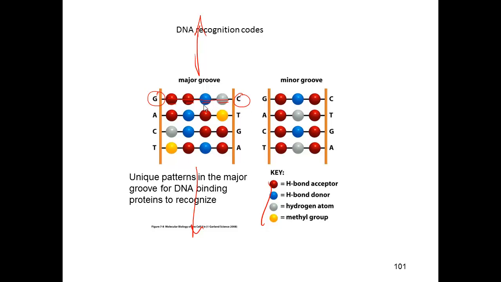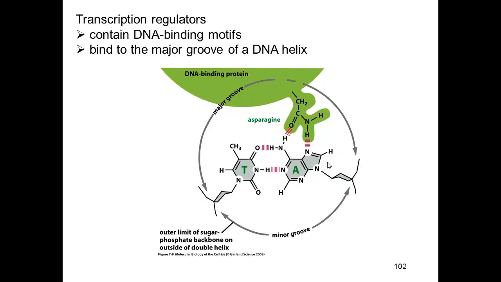And so the protein needs to have complementary amino acid groups to coordinate with those. And as you can see, even in the schematic, there are more chemical elements exposed in the major groove than there are in the minor groove, with the two different types of base pairs being not even fully chemically distinguishable.